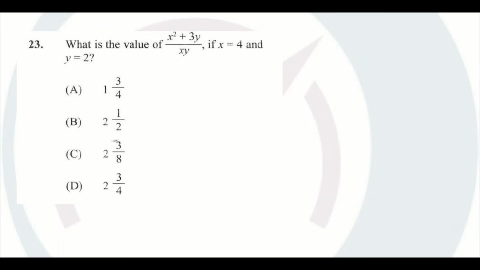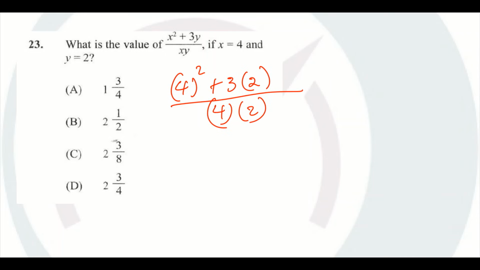What is the value of x squared plus 3y over xy if x is 4 and y is 2? This is algebraic substitution. Let's go ahead and substitute our values. So x is 4 and y is 2. So we have 4 squared plus 3 times 2 over xy, which is 4 times 2.